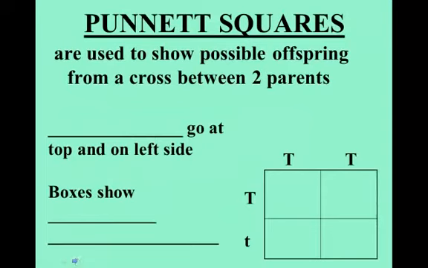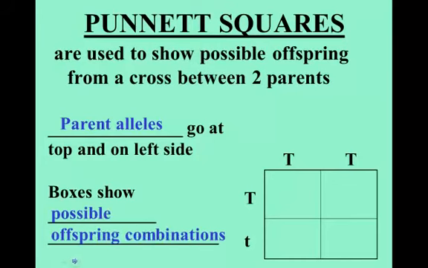So if we look now, Punnett squares are used to show possible offspring I could get if I cross 2 particular parents. And so we're going to put one parent, the parent alleles go on the top for one parent and on the side for the other parent. And then the boxes, putting those together, show us the possible combinations that I could get in my offspring. So if this parent gives this allele and this parent gives this allele, I could put them together to see one possible combination from these parents would be an offspring that gets big T, big T.